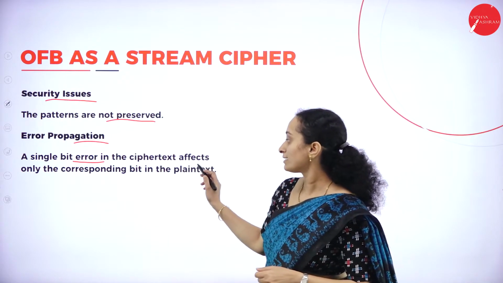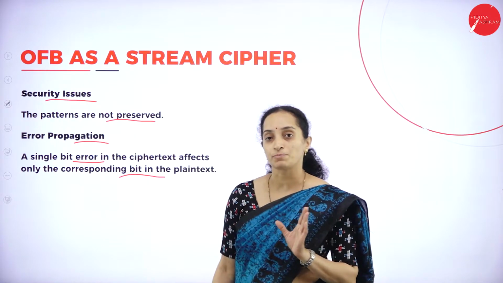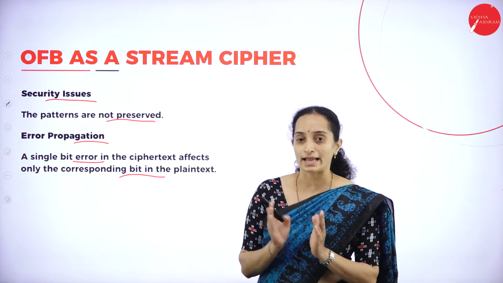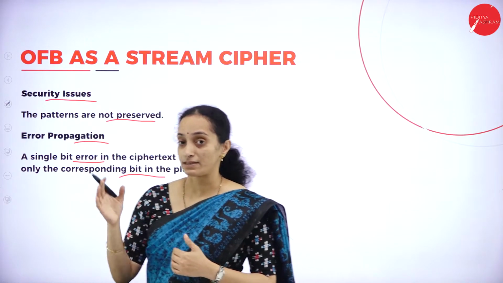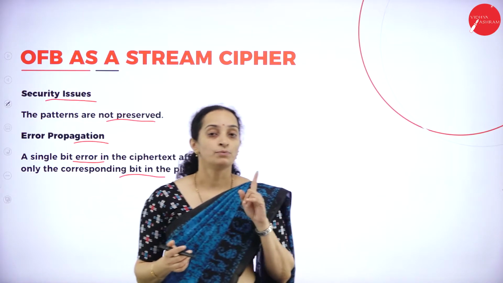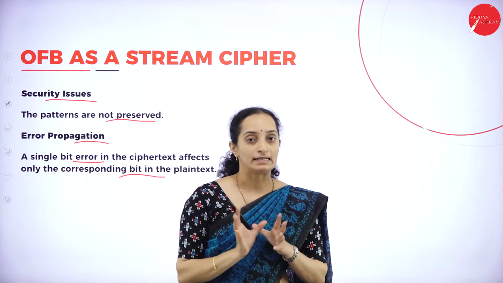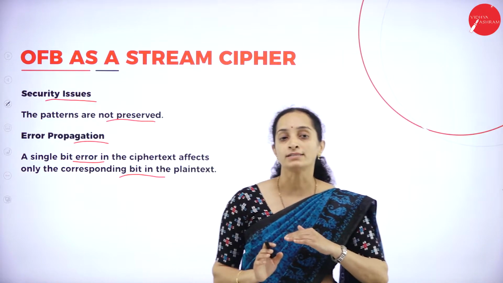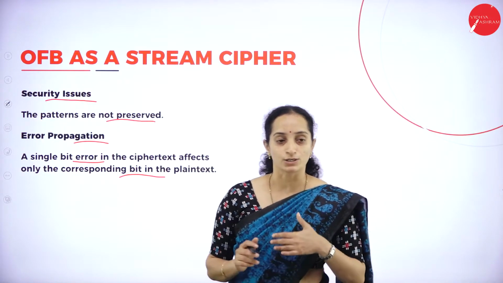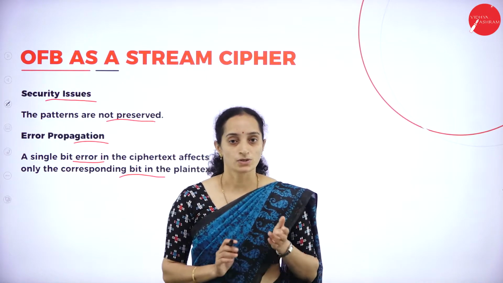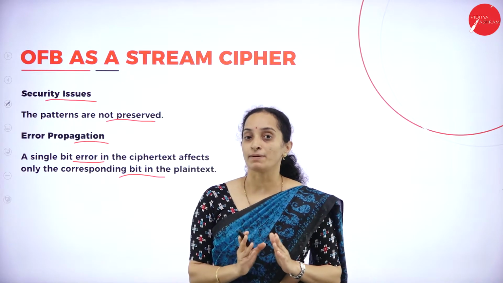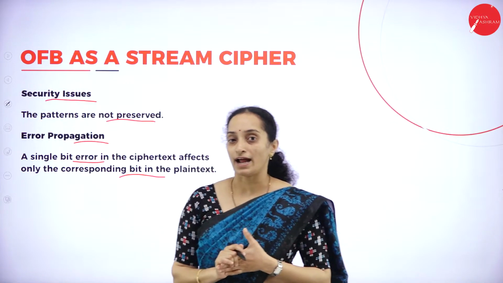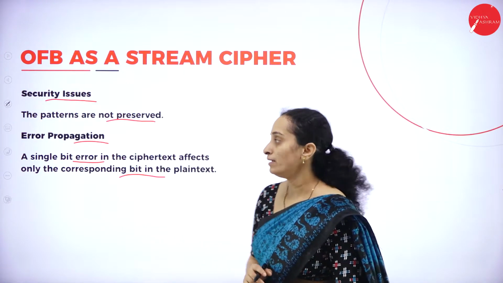the ciphertext affects only the corresponding bits, only the neighboring bits, not the subsequent bits, because in that one bit will be independent in each block, which avoids the propagation of the error to the subsequent bits. So error propagation will be successfully handled in the OFB mode.